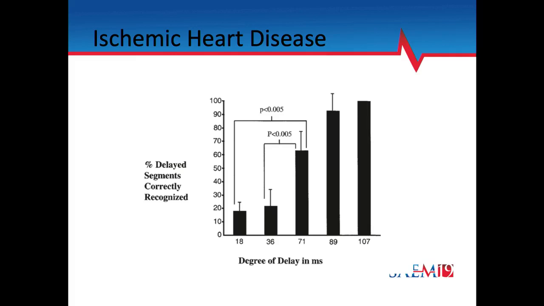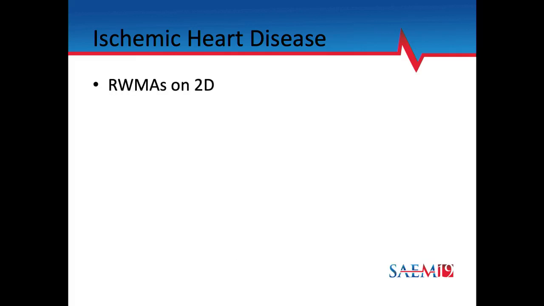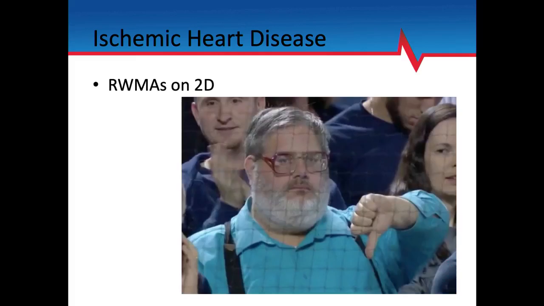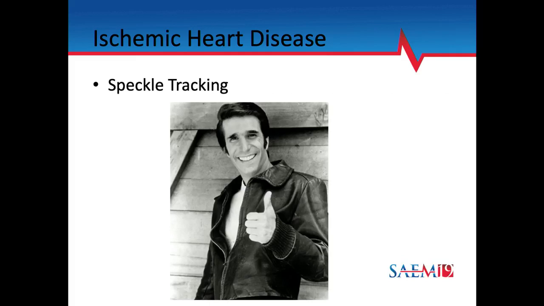It's not till the abnormalities become much, much more evident that everybody is identifying them all the time. So 2D echo for regional wall motion abnormalities is probably not super great. And hopefully you can start to see, through what you've already heard, why speckle tracking is probably going to be a much better way to identify this.